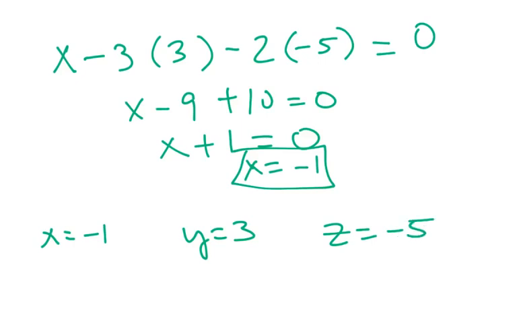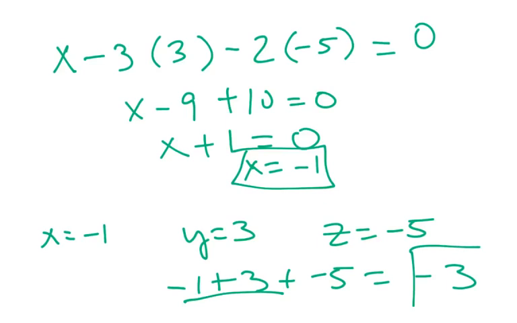And let's see what the question is asking. The question is asking for the sum of the solutions, so negative 1 plus 3 plus negative 5 is going to get me, I believe, negative 3. Let's see, 3 minus 1 is 2, 2 minus 5 is negative 3. That is my final answer.